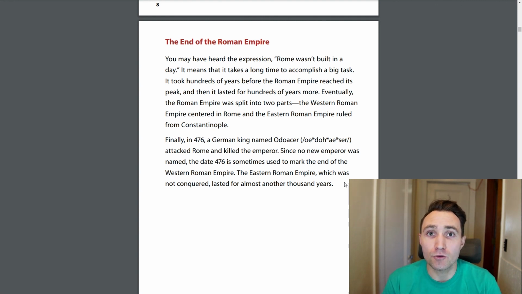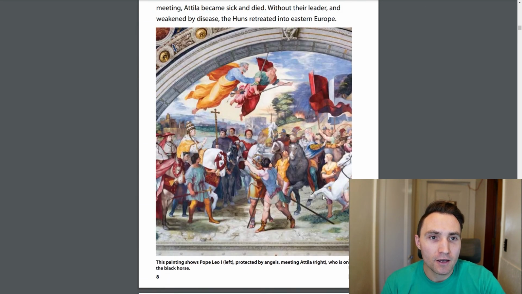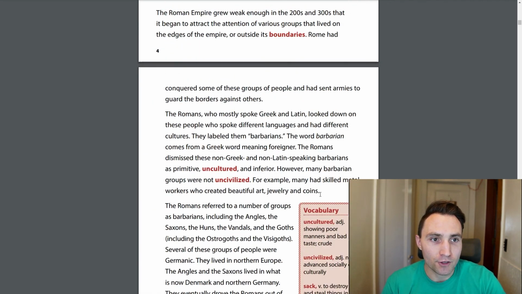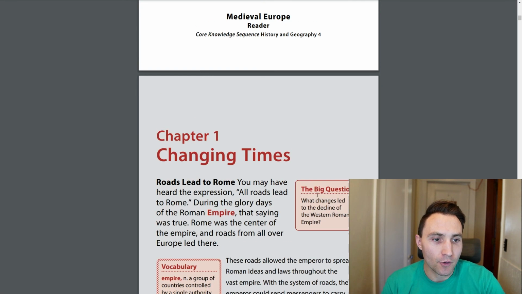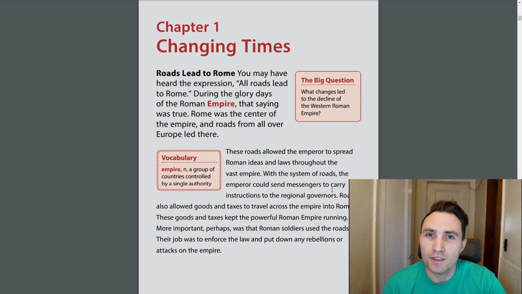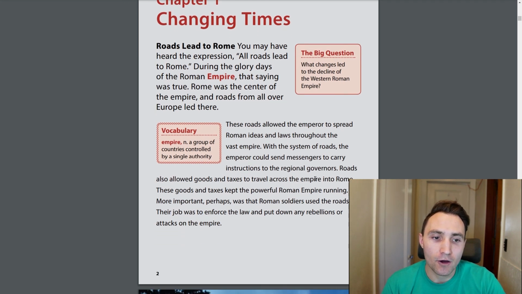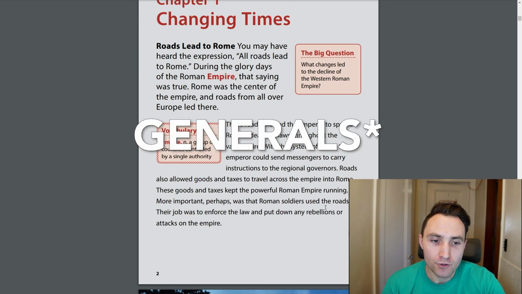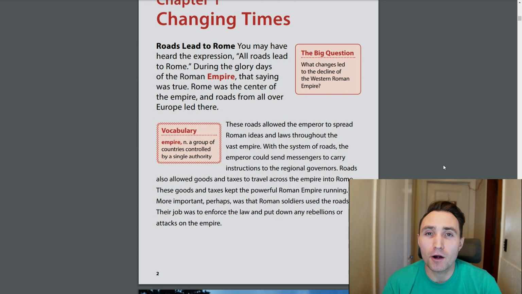Remember to do the chapter 1 vocabulary assignment and also participate in the big question discussion post. And some hints to help you are, let's actually scroll up really quick and look at the big question. What changes led to the decline of the Western Roman Empire? Think about the roads, and also think about what the Roman governors were doing, and then think about what the barbarians did. And those 3 things will help you answer the big question discussion post.